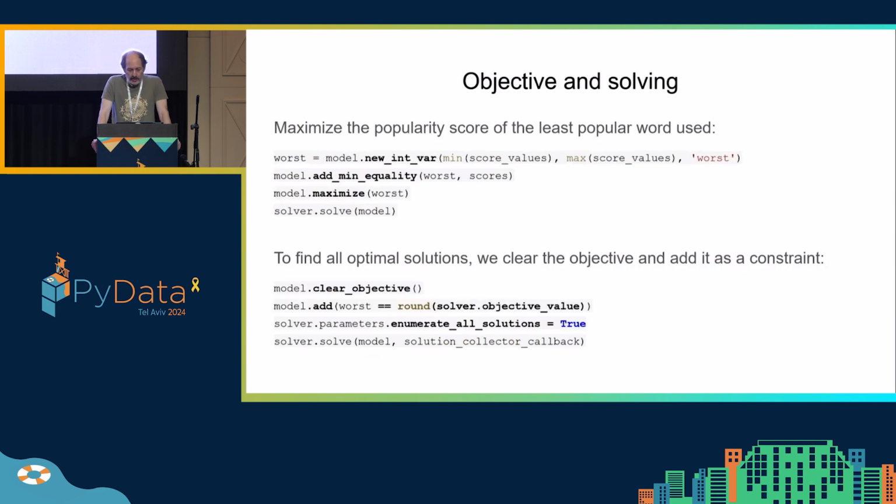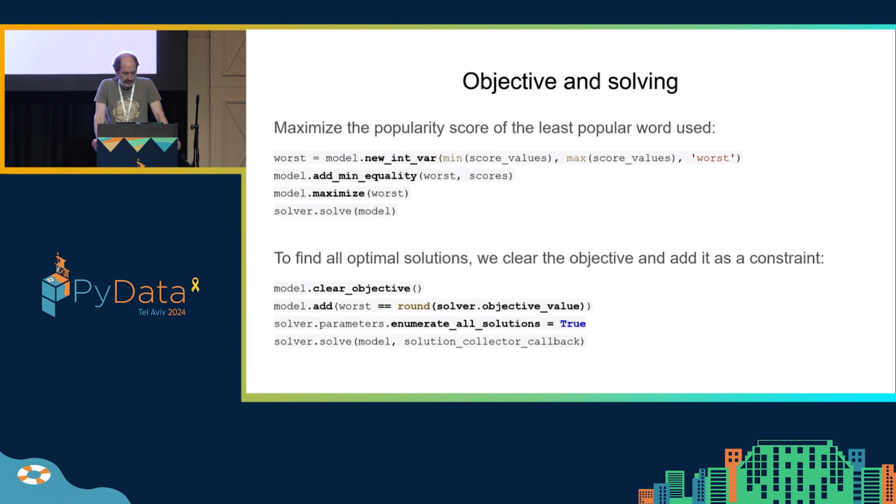And finally, we have the objective, and we can solve. So I suggest maximizing the popularity score of the least popular word used. I want the rarest word that I need to use to be as popular as possible, so it won't be too strange. I define a new variable, an integer called worst.